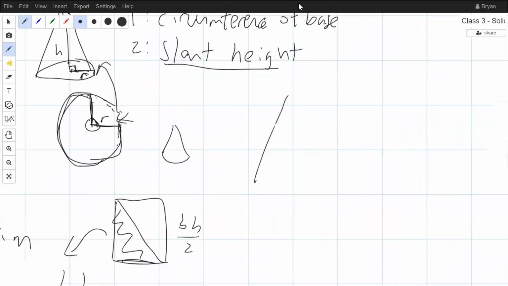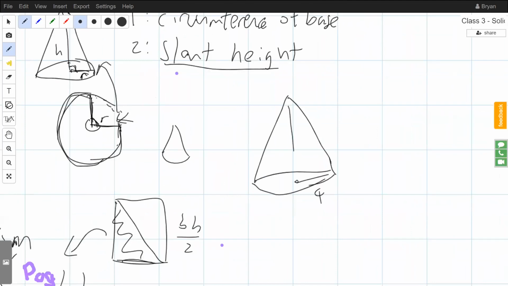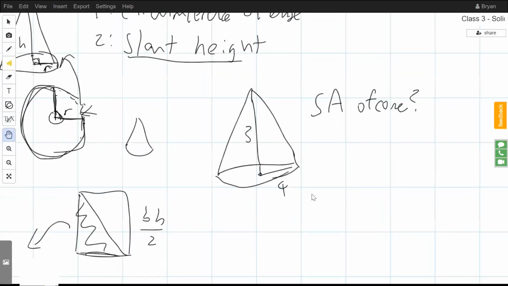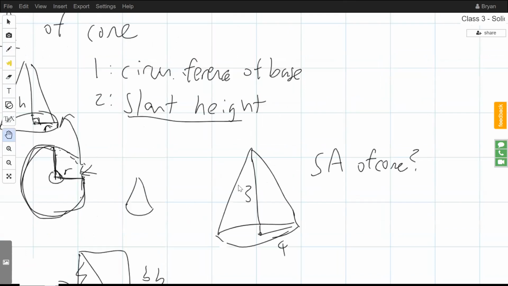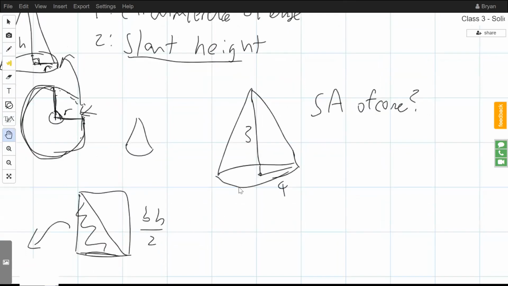Okay. So say we have a cone, the radius is 4, let's say, and its height is 3. So what is the surface area of this cone? I'm going to let you work on this for a minute, and then you can message me what you get.